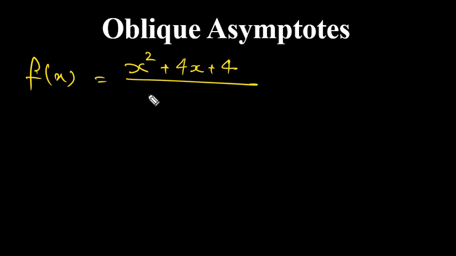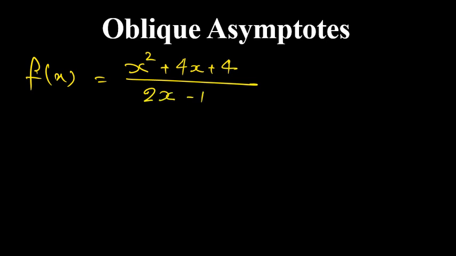Hi everyone, in this video we are going to talk about oblique asymptote. So far we have seen vertical asymptote and horizontal asymptote. So what is this thing about oblique asymptote? The first question we have on this topic is, if you have the function f of x equals x square plus 4x plus 4 divided by 2x minus 1.